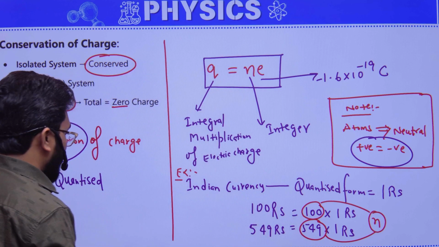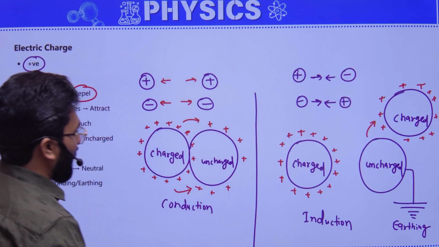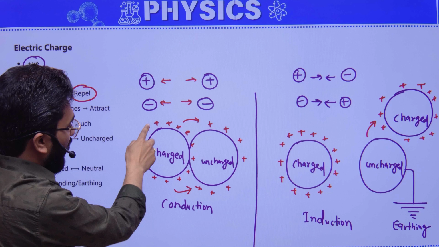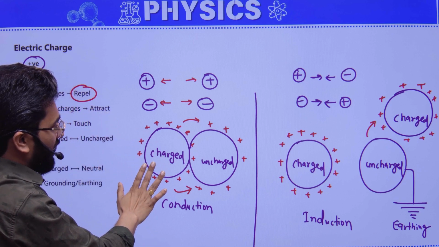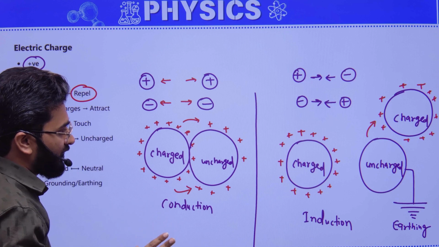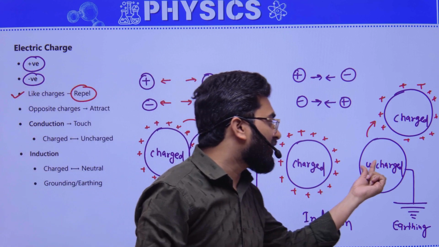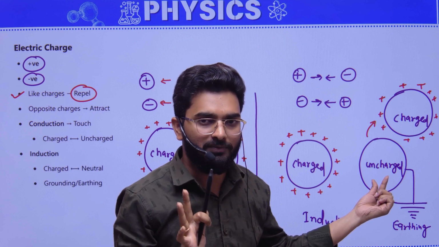So these are all the cases where we discuss the previous example, where these atoms are not neutral, because these are all charged bodies. An uncharged body has atoms that are neutral.